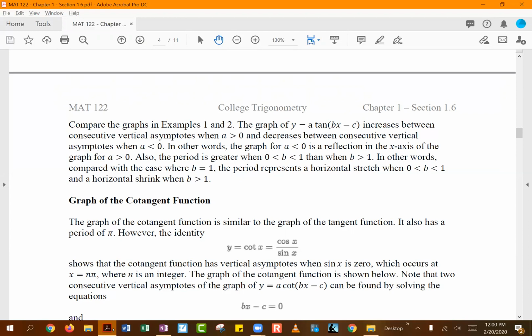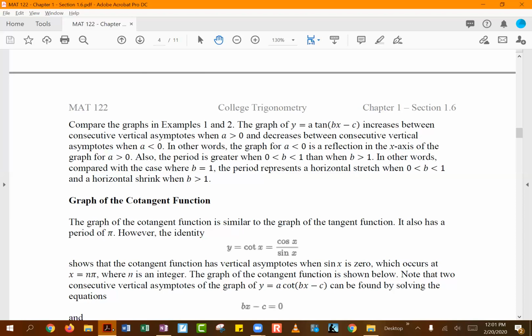And then, of course, we looked at this with examples 1 and 2. When your a value is greater than 0, the graph will increase between the vertical asymptotes, and it will decrease, because you're looking at a reflection, if your a value is negative. Like we saw in example 2, where you had that -3 in front of our tangent function, our graph was decreasing, which meant you had that reflection on your graph. And then, of course, you can also think in terms of your horizontal stretch and shrink with your b values, when your b is between 0 and 1 or b is greater than 1.